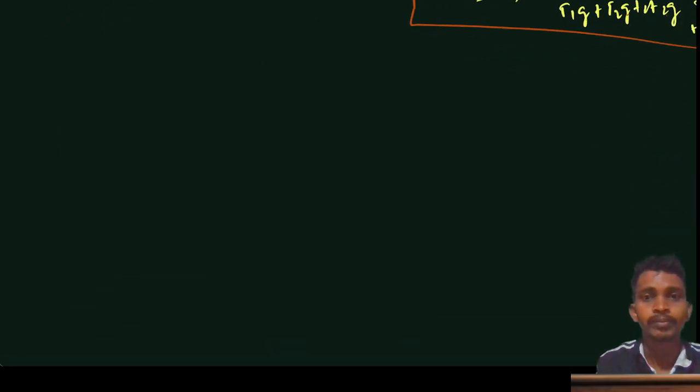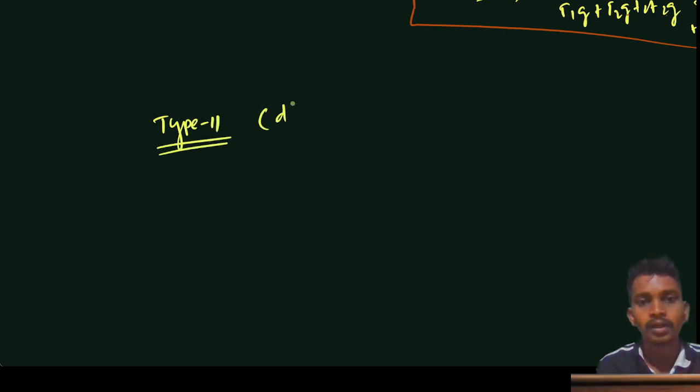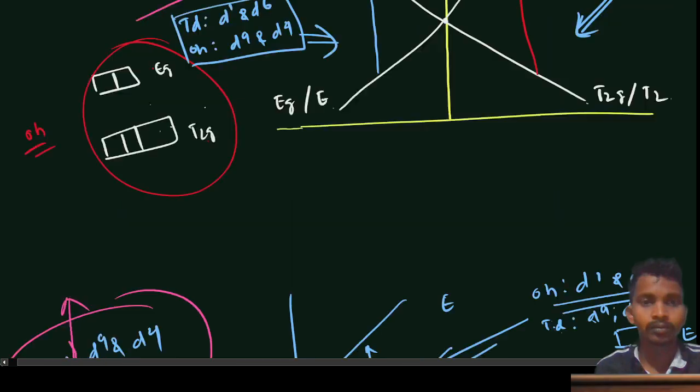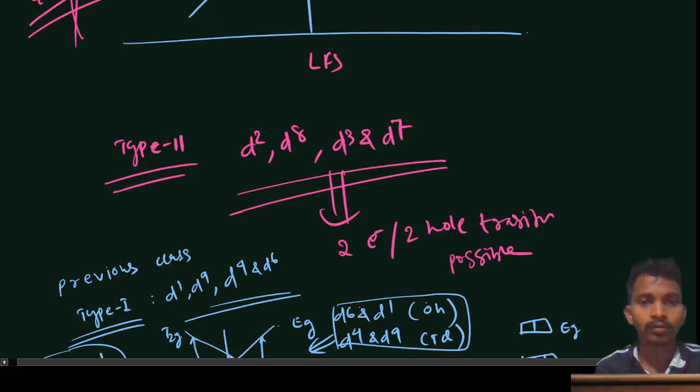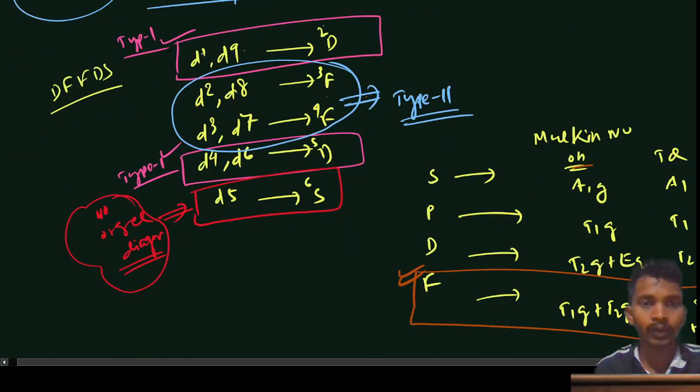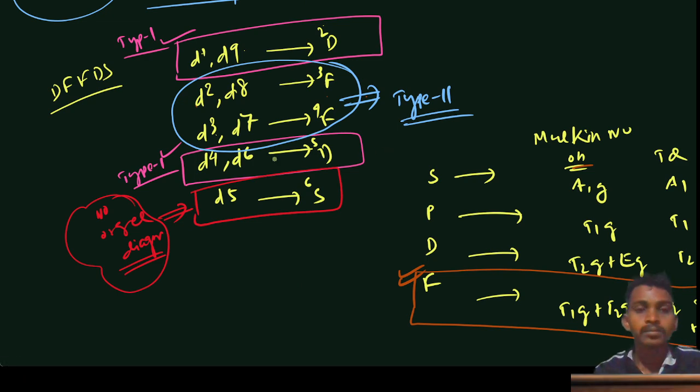Okay, so let's start type 2. That are D2, D8, D3, D7. These are the type 2, and these D2, D8, D3, D7 are only for F. And F means the molecular notations are T1g, T2g, and A2g, and for tetrahedral T1, T2, and A2.